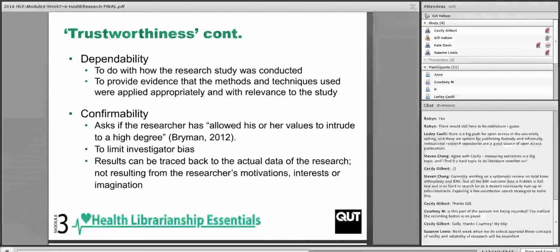Confirmability looks more at the bias of the researcher. If you have undertaken any sort of qualitative research, have you actually looked, I'm trying to think about some of the activities I've been involved with. Do you find what you expect to find? Or actually, are you surprised by the data that's coming out? How do your values impact on the research activities that you're going to be involved in?